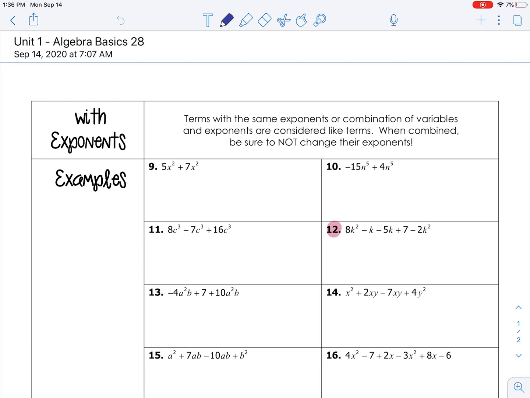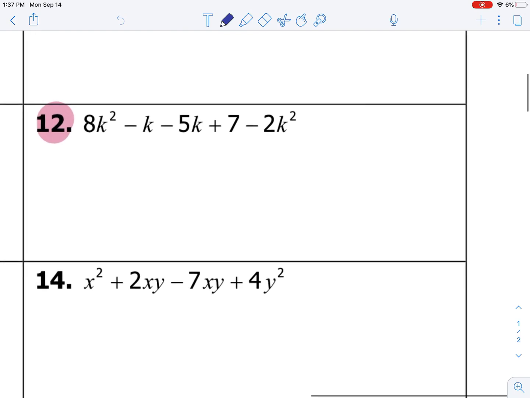So now we moved on to the next page of notes. We notice on this side of the paper that we have some exponents. So please note that the terms with the same exponents or combination of variables and exponents are considered like terms. So in order for terms to be like terms, they not only have to have the same variable, those variables also have to have the same exponents.